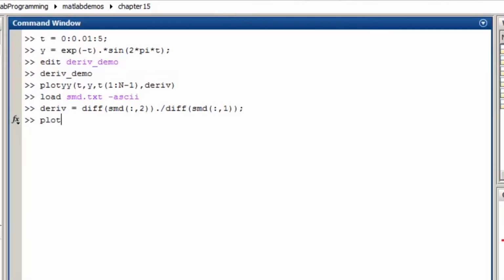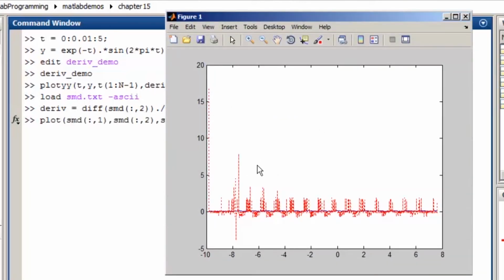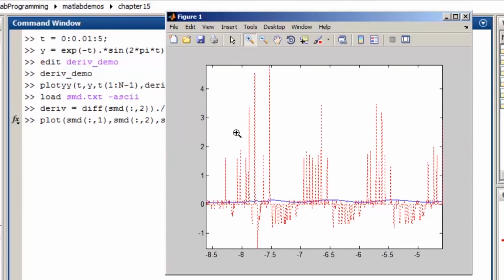Now I'll plot the derivative along with the original data. The derivative is the red line, which is really jagged and almost useless as an indicator of the velocity of the mass. The problem is the noise in the original data.